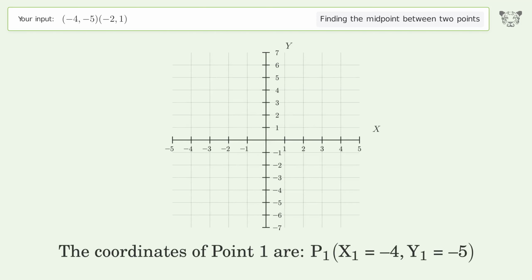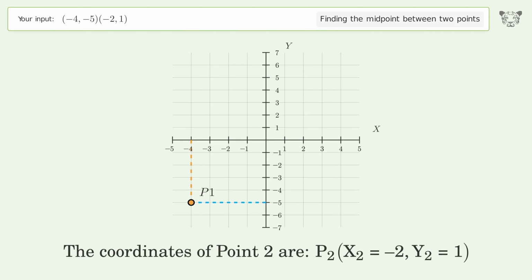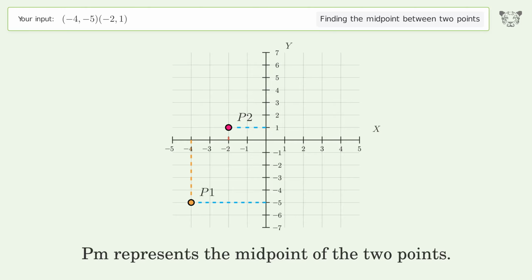The coordinates of point 1 are x1 equals -4, y1 equals -5. The coordinates of point 2 are x2 equals -2, y2 equals 1. PM represents the midpoint of the 2 points.